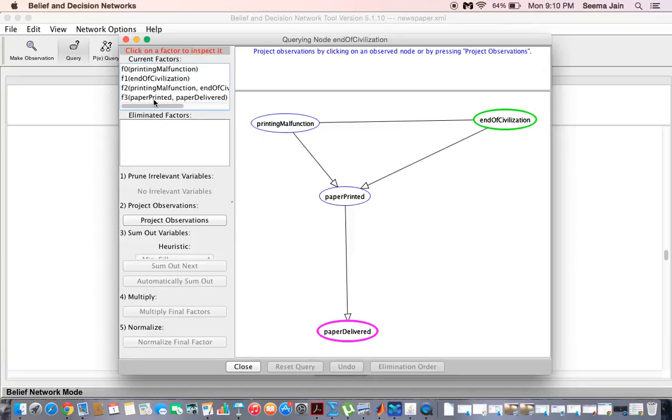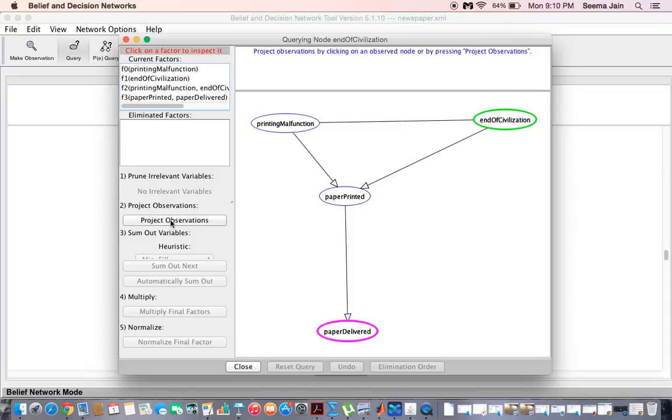And our F3 is dependent on paper delivered and paper printed. And so F3 is basically the conditional probability of paper delivered given paper printed, and our F2 factor is the probability of paper printed given printing malfunction and end of civilization. And these two are just the prior probabilities.